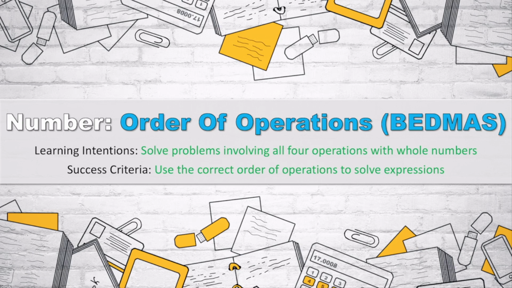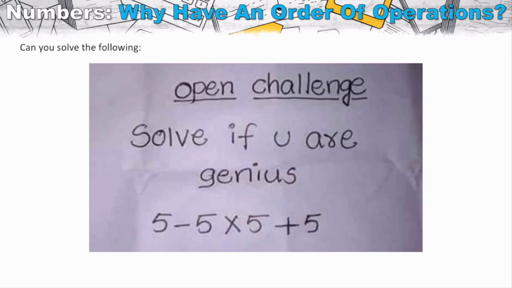However, it's really important to first of all understand the importance of why we have an order of operations to begin with before we look at how we use them. So let's consider this problem. I want you to pause this video for a moment and have a go at this problem. See if you can solve it.